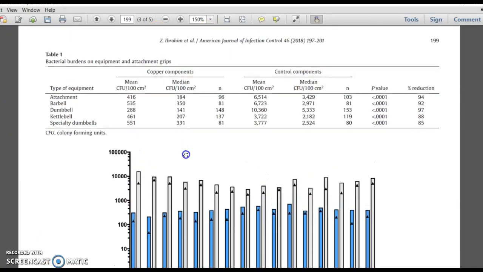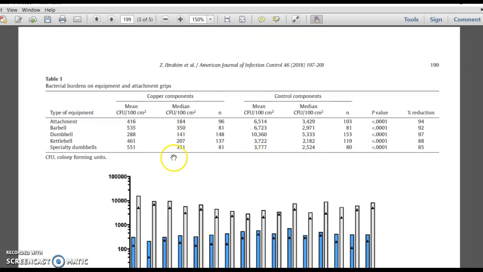Then I'm going to come up and look at the table, and the table is actually giving me the numbers. So here are the copper components, here are the control components, the non-copper components, and then here are the numbers for the average, the mean, the median, and various types of equipment. So I can compare this 416 for copper attachments to the 6,514 average number of bacteria for the non-copper equipment. And I can again see that's a much lower number for the copper.